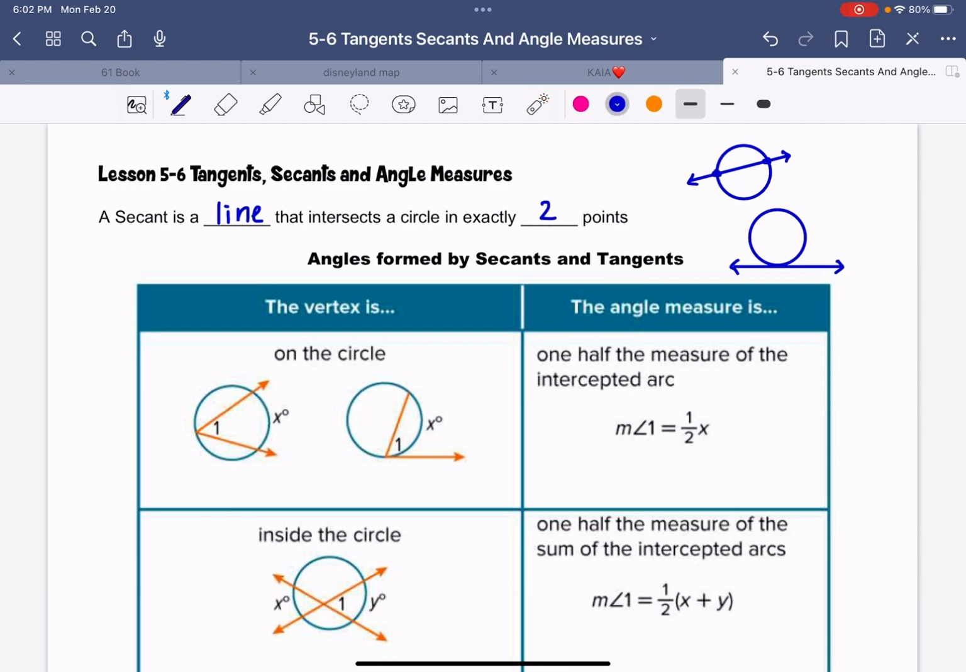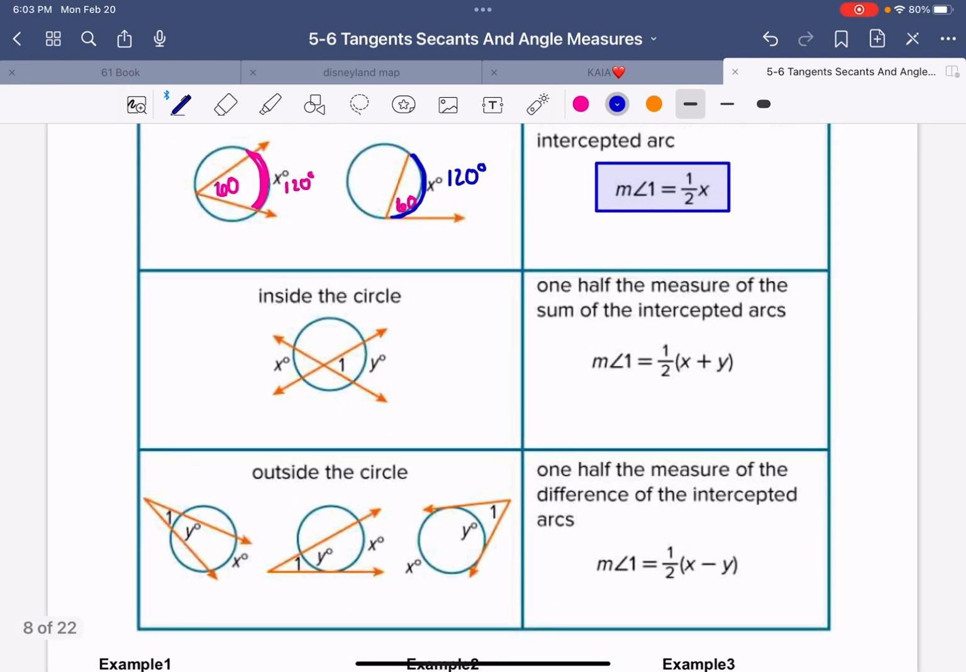So the intercepted arc is a little bit easier to see on this first picture right here. So let's say measure of angle 1 is 60. We know that x would be 120 degrees. You just double that. Same thing on the second picture. If this measure of angle 1 is 60, x is still that intercepted arc, just looks a little different. It will have a measure of 120, just doubling that measure. Okay, and that's what this formula here is stating.